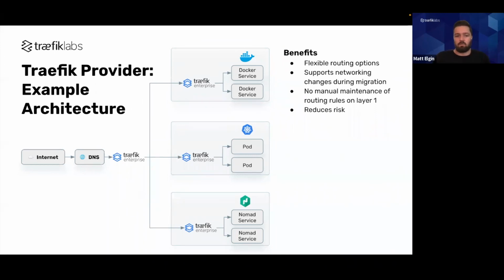So the benefits here, we have a ton of flexibility in how we're routing across the different environments. The migration process becomes much easier from a networking perspective as we're dynamically keeping up to date where things are running. And most crucially from the previous examples, we don't have to manually maintain where things are running on that layer 1 instance. So that's going to introduce a great deal of efficiency, reduce the risk in configuration changes breaking something across this entire network stack.